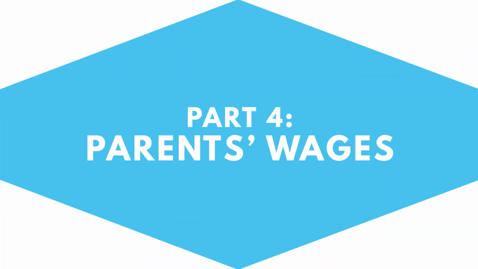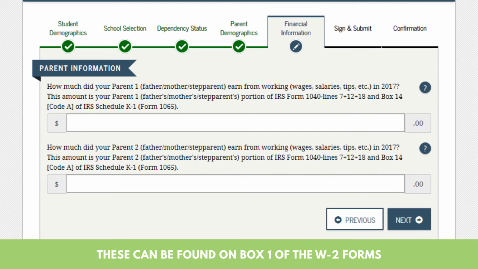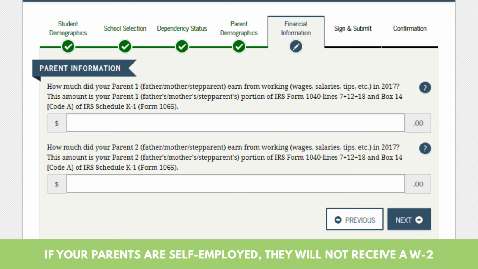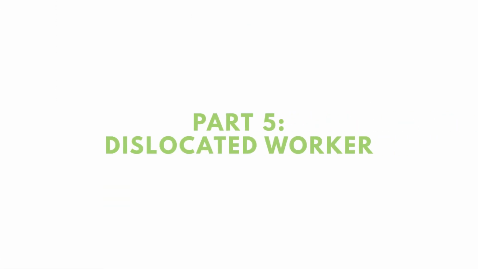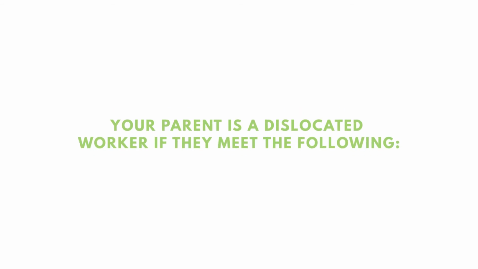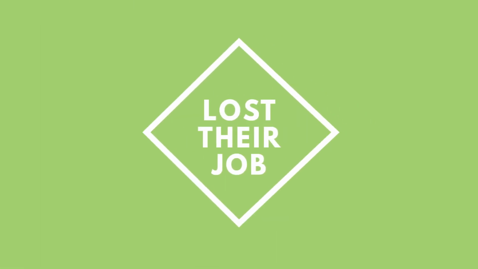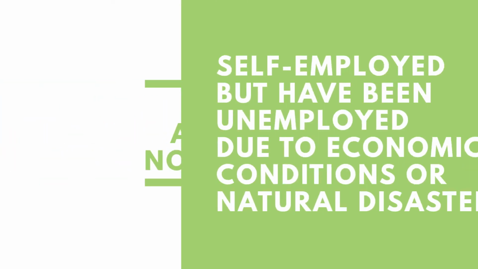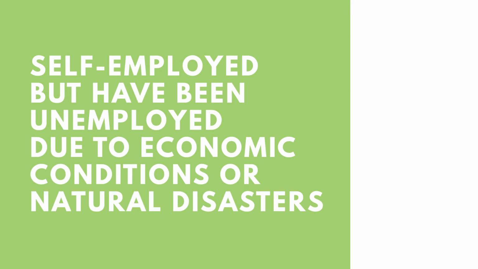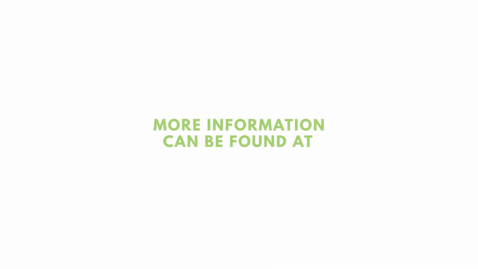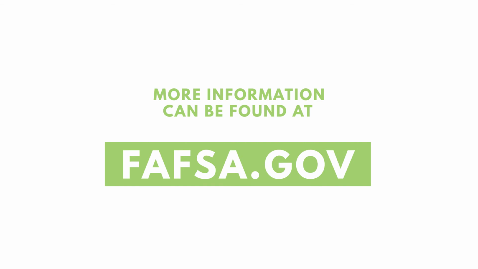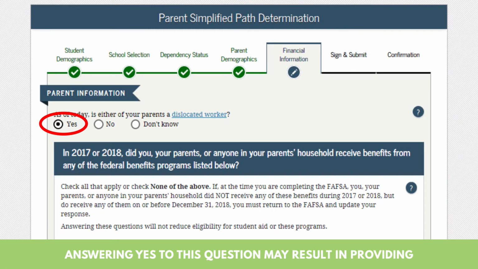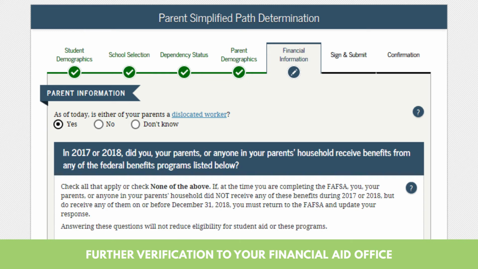Part 4. Parents' wages. These can be found on Box 1 of the W-2 forms received by your parents from their employers. If your parents are self-employed, they will not receive a W-2. Part 5. Dislocated worker. Your parent is a dislocated worker if they meet the following: have lost his or her job, if they have been laid off, if they received a layoff notice, if they are self-employed but have been unemployed due to economic conditions or natural disasters, if they are displaced homemakers. More information can be found at fafsa.gov. Answering yes to this question may result in providing further verification to your financial aid office.